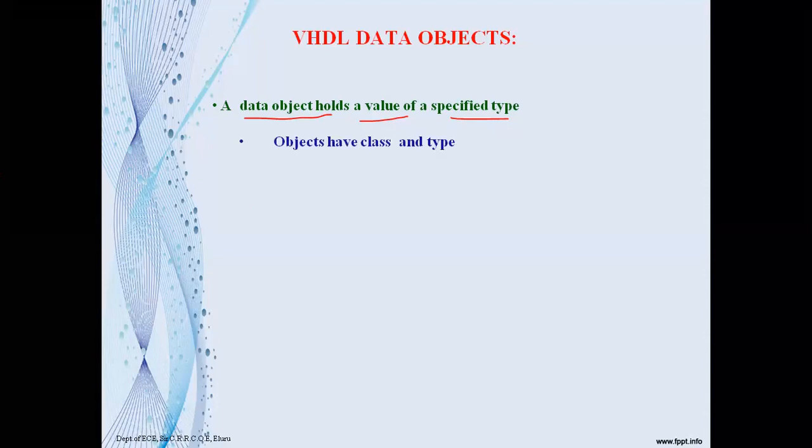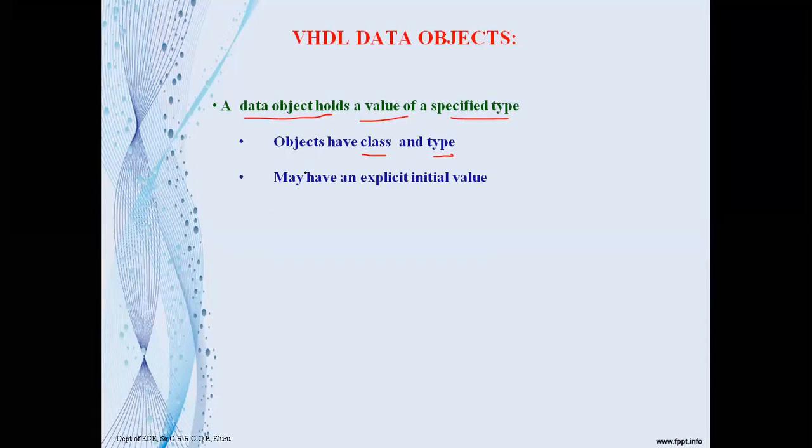Here, the data objects have class and type. So what is class and what is type, we will see. Data objects have classes. It will have 4 classes, and types. There are predefined types and user defined data types. But the data objects have class and type.